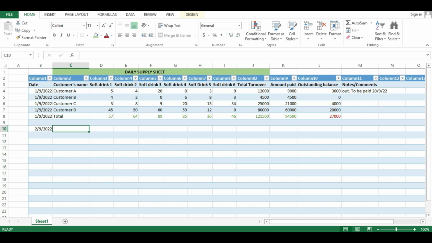Now this sheet is something you can print out, give it to your supplier, or you give them a different record book, and you have this as a spreadsheet which you enter their entries, and you have a very good outlook of what your figures are for the day.